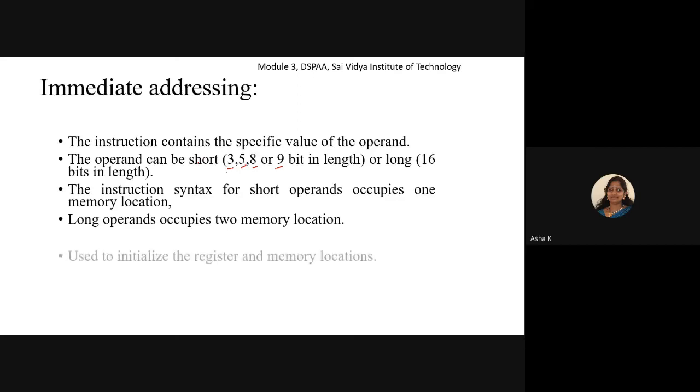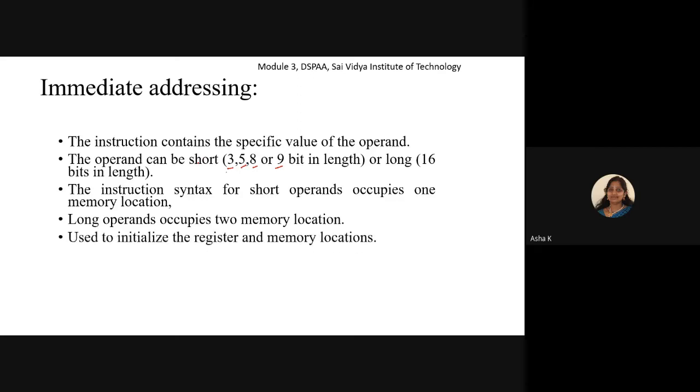The example for this: it is used to initialize the registers and memory locations. This immediate addressing initializes the value to the registers as well as to the memory location. The first example here is the load instruction. We have load instructions, store instructions, miscellaneous instructions, memory related instructions, arithmetic related instructions, and shift related instructions. One example to analyze immediate addressing that we are considering here is the load instruction.